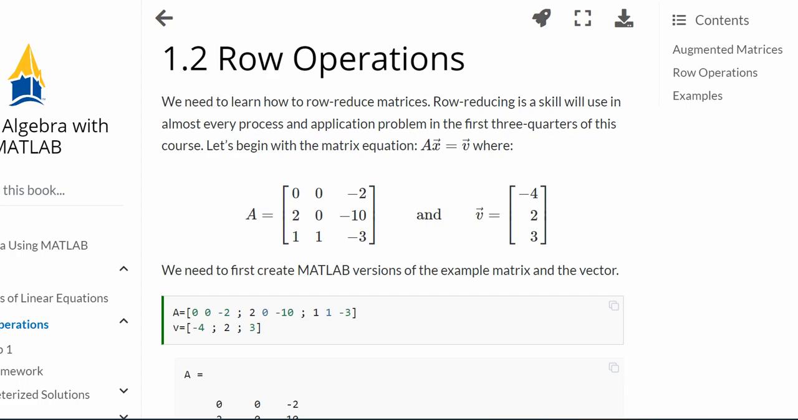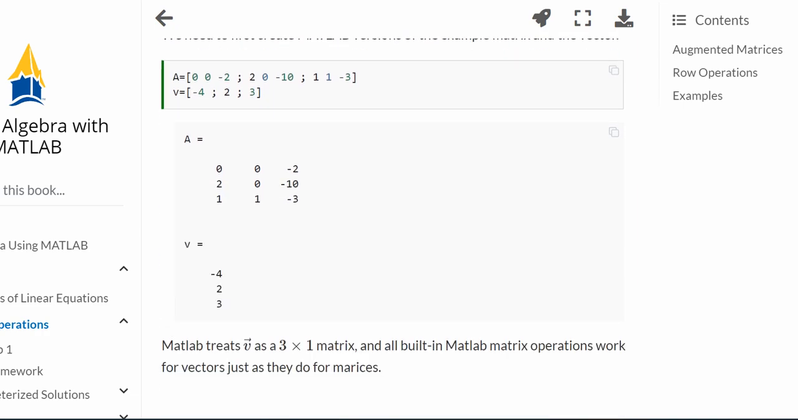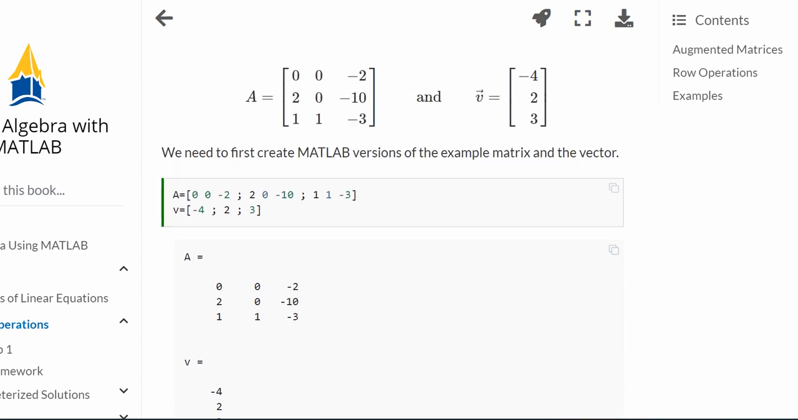All right, so let's talk about row operations. And so here I've actually gone to the online notes that I've created. I wanted to point out one thing about that as we go. Notice that there are these different code blocks we have here. And you see here, if you hover over the upper right-hand corner, it says copy.